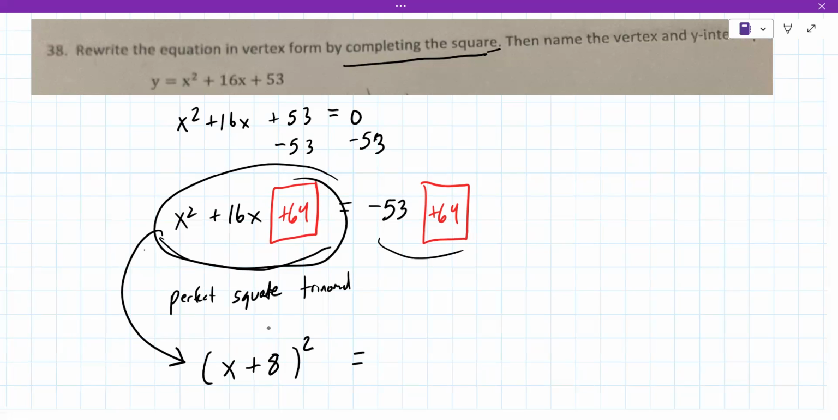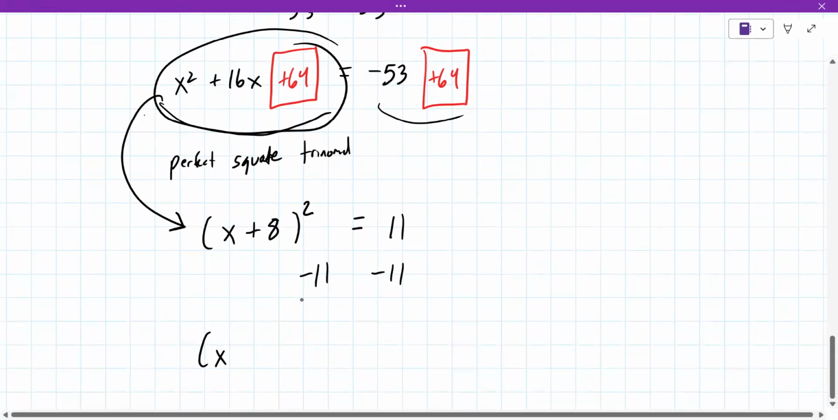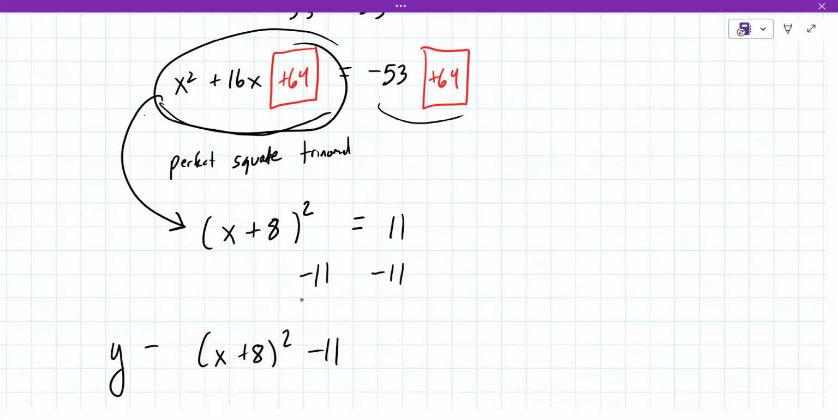On the right, you just add them up. Minus 53 plus 64 is 11. And then you subtract 11 from both sides, so you basically move it back to the other side. And you have x plus 8 squared minus 11. And then you bring the y back down from earlier in the problem.